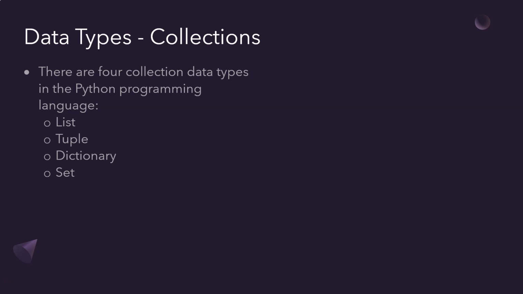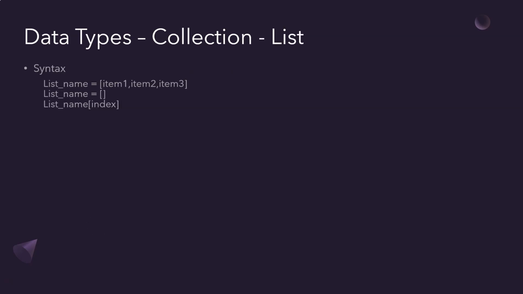One is list, tuple, dictionary, and set. We'll go through all of them and see what the different syntaxes are and when it makes sense to use which one. So the first one we will go through is the list type under collection. The syntax for list is the square bracket and the items under it. Let's see with an example.